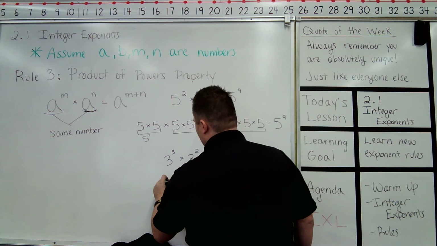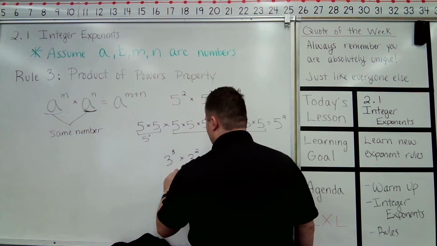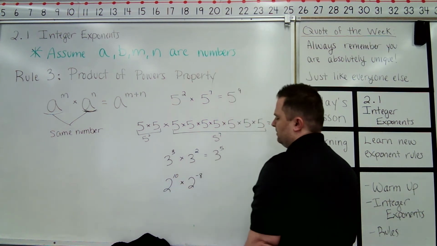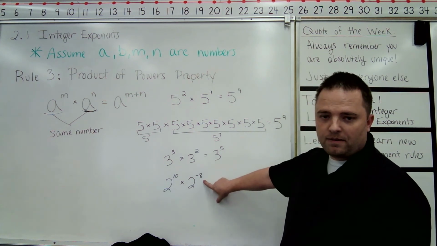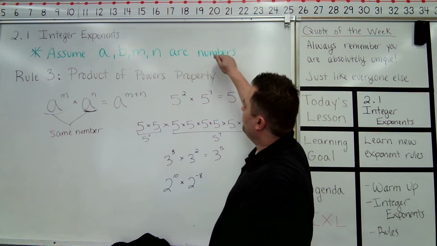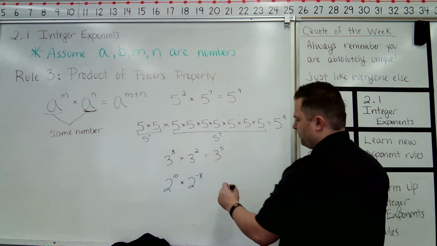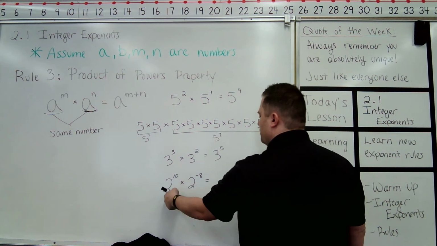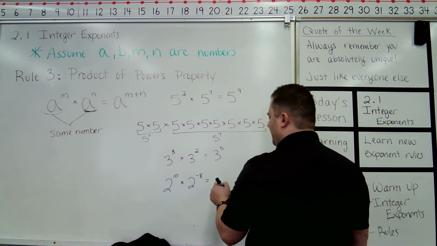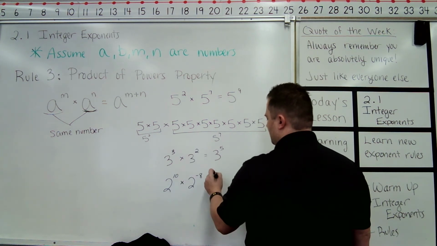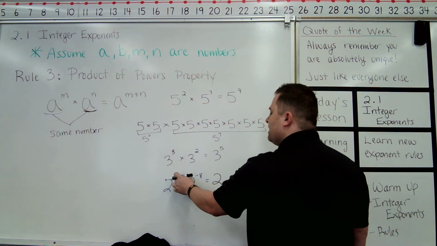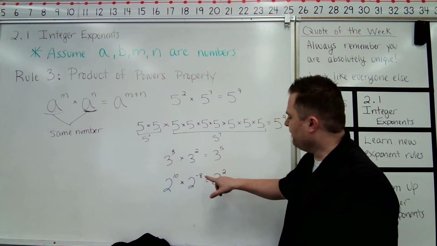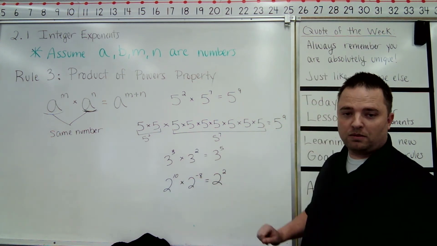If I have 2 to the 10th times 2 to the negative 8. Mr. Paul threw in a negative. Remember, these rules work for any number. It says the bases are the same and they're being multiplied together. 2 to the 10th times 2 to the negative 8th. I get to add the exponents. 2 to the 10 plus negative 8 is positive 2. 10 plus negative 8 is positive 2. This is a much easier problem.